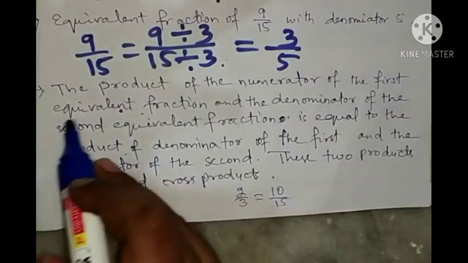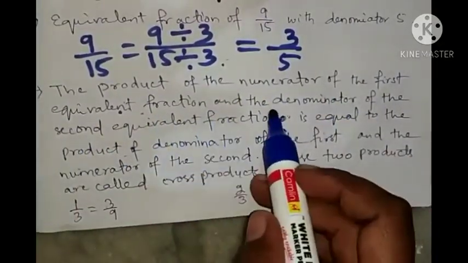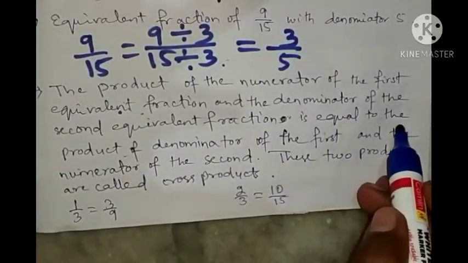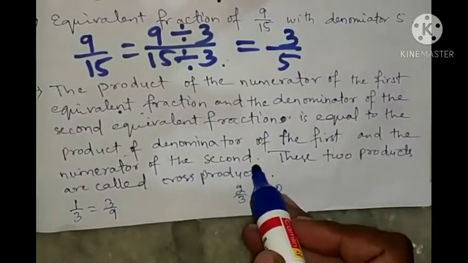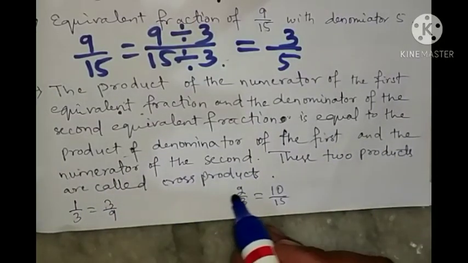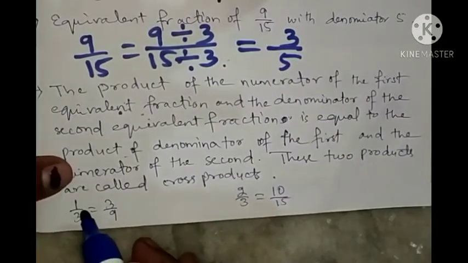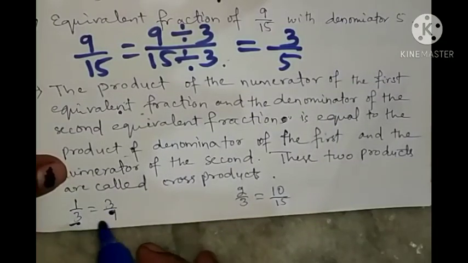Next you see, the product of the numerator of the first equivalent fraction and the denominator of the second equivalent fraction is equal to the product of the denominator of the first and numerator of the second. These two products are called cross products. So let's take an example. I have taken two equivalent fractions, 1 by 3 and 3 by 9, because 1 into 3, 3 into 3. So we have got 3 by 9.